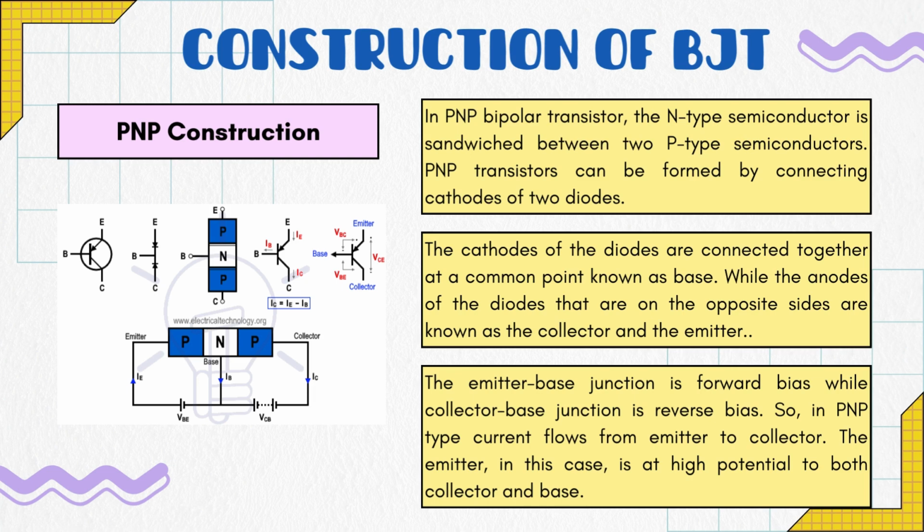The emitter base junction is forward bias, while collector base junction is reverse bias. So in PNP type, current flow from emitter to collector. The emitter in this case is at high potential to both collector and base. Construction of BJT.